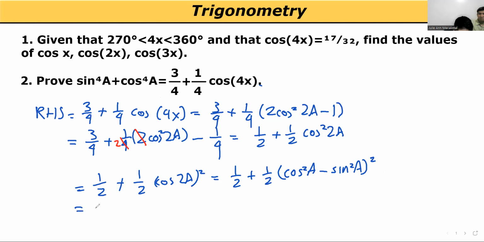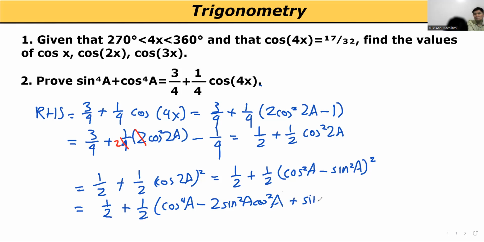So I will just expand: 1/2 plus 1/2 times cosine to the fourth a minus 2 sine squared a cos squared a plus sine to the fourth a. I'll just go on the next page.